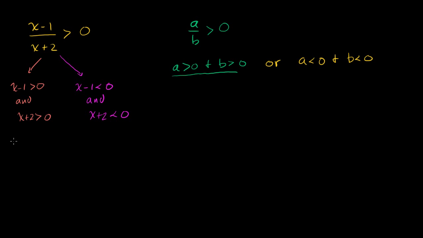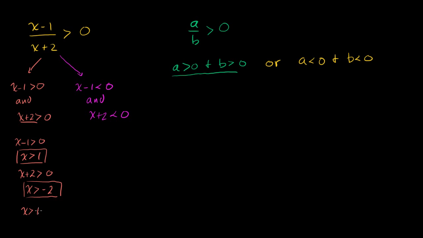So x minus 1 greater than 0. If we add 1 to both sides of that, we get x is greater than 1. And if we do x plus 2 greater than 0, if we subtract 2 from both sides of that equation, we get x is greater than minus 2. So for both of these to hold true, x has to be greater than 1 and x has to be greater than minus 2, right? This statement, we figured out, means that x has to be greater than 1.